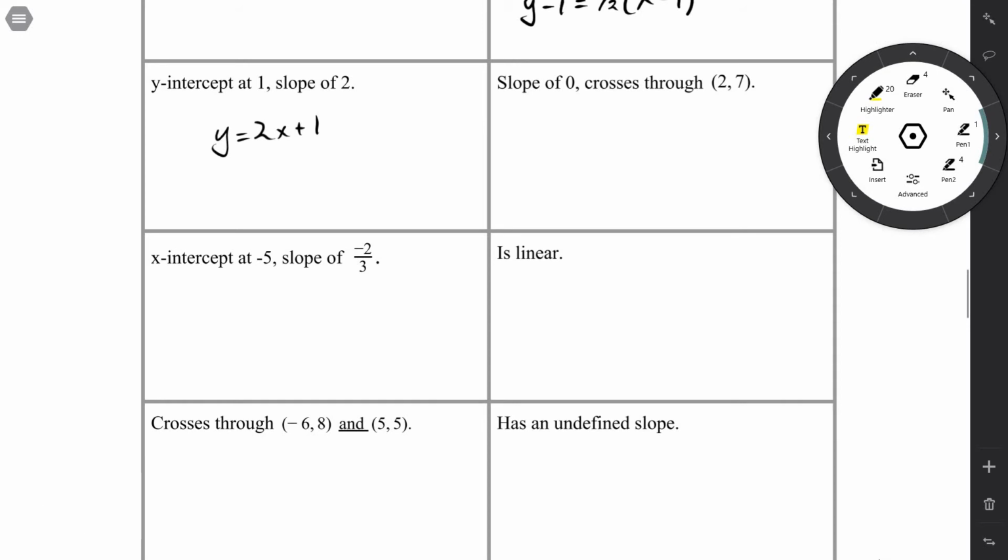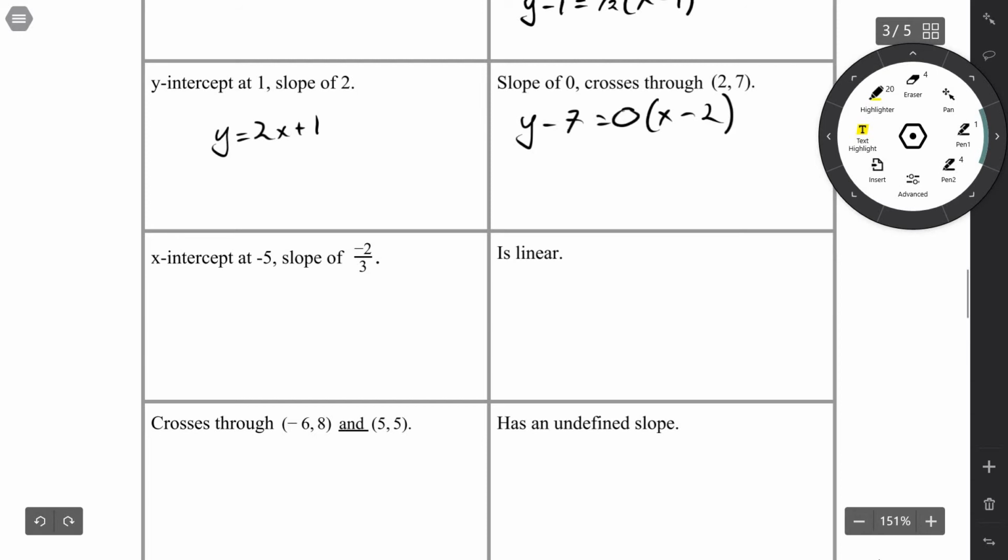Slope of 0, crosses through (2, 7). I'm sorry, (2, 7). Don't know where that 4 came from. Let's see. I'll use point slope form just to show you how this will work. So y minus y1, 7, equals 0, that's the slope, times (x minus 2). Doesn't really matter what goes in here. If the slope is 0, this is all going to equal 0. So if I got y minus 7 equals 0, that works out. Or you could give me y equals positive 7 by adding 7 to each side and simplifying. Totally up to you, but that's what we'd be looking for here.